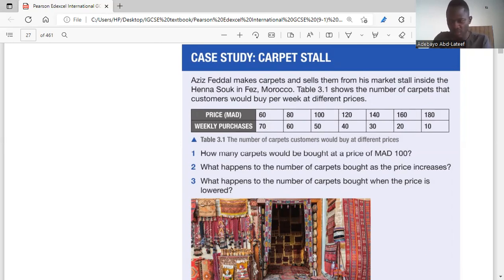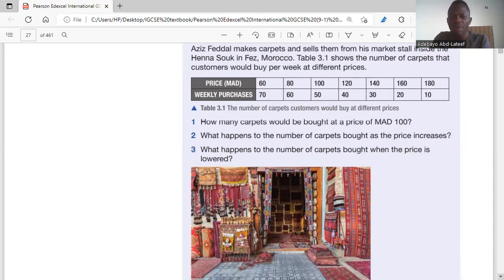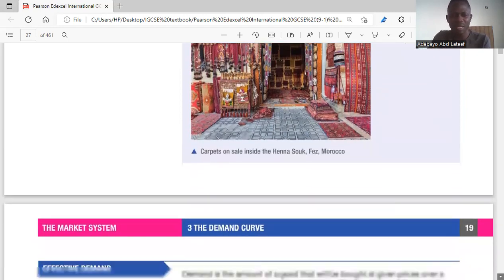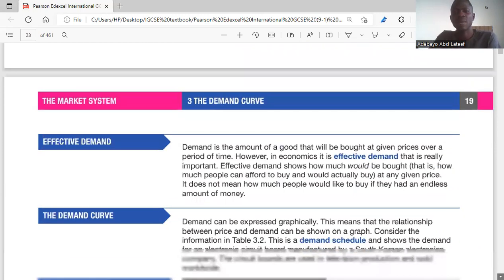Now let's go to the question. How many carpets will be bought at a price of 100? 50. Thank you. What happens to the number of carpets bought as the price increases? They decrease. Thank you. What happens to the number of carpets bought when the price is lowered? It increases, right? Yes. Thank you. That's all about that.